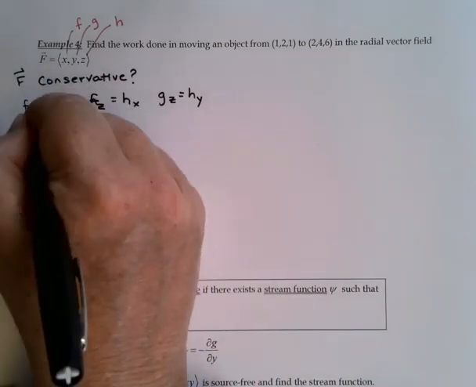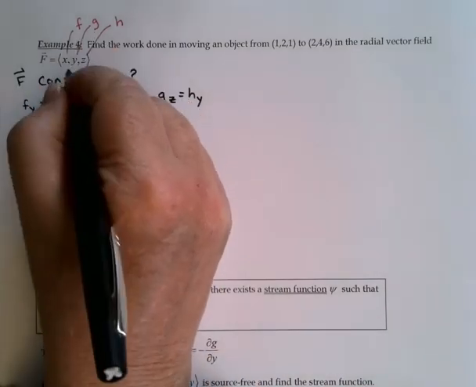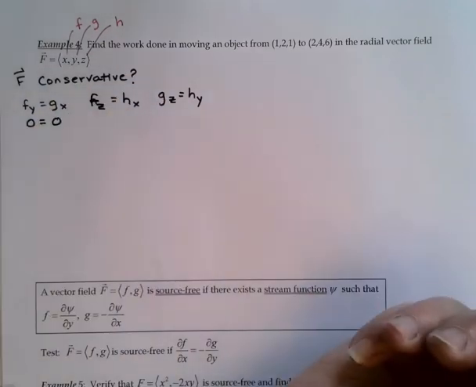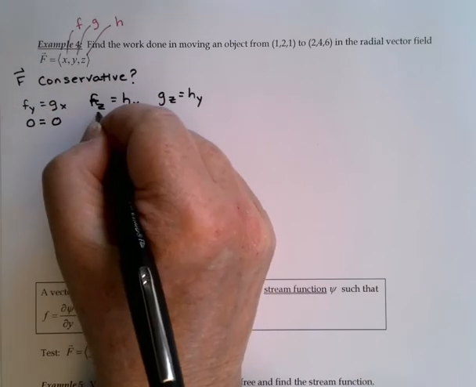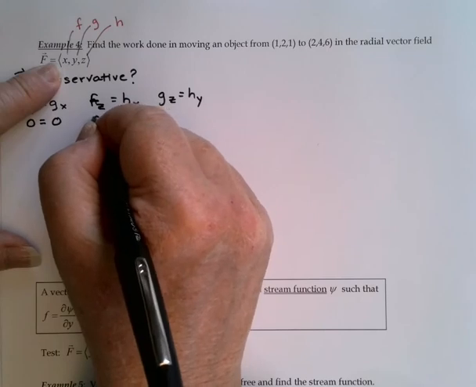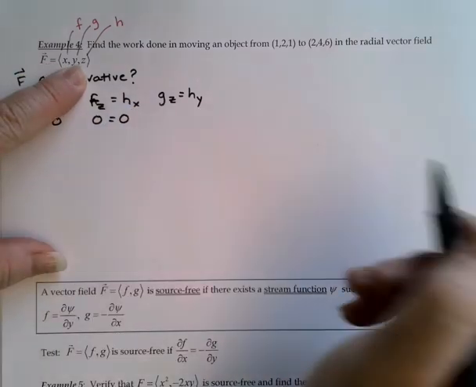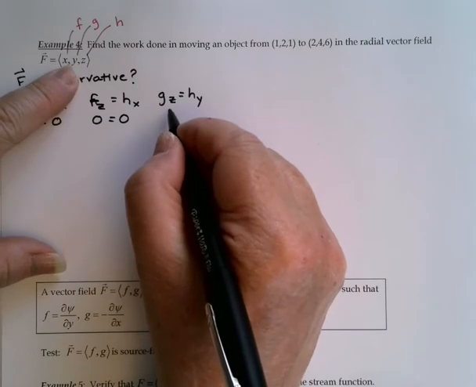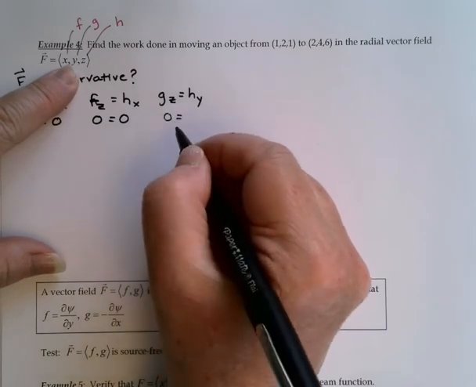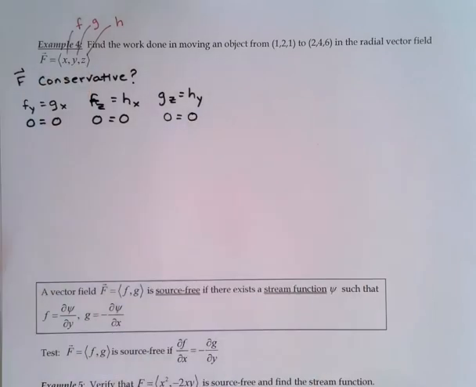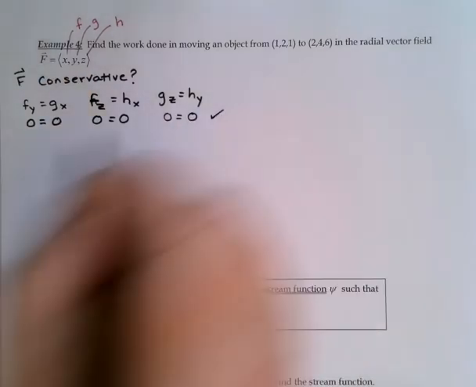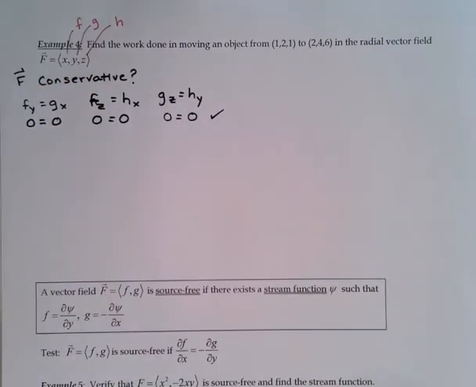F with respect to y is 0. G with respect to x is 0. That one works. Derivative of f with respect to z, that's 0, and h sub x is 0 as well. G sub z is 0. H sub y is also 0. So yes, it looks like this is conservative. I need to find my potential function.